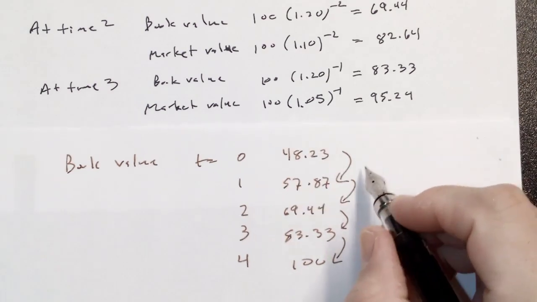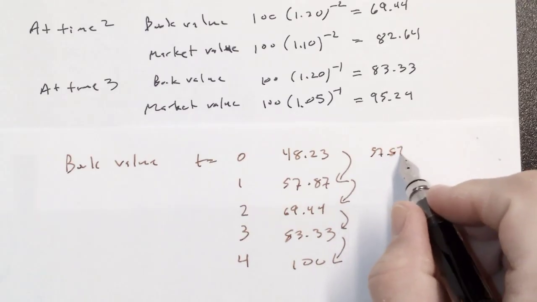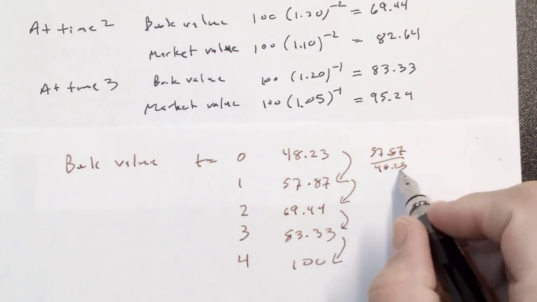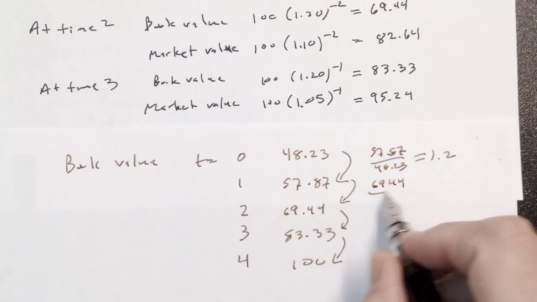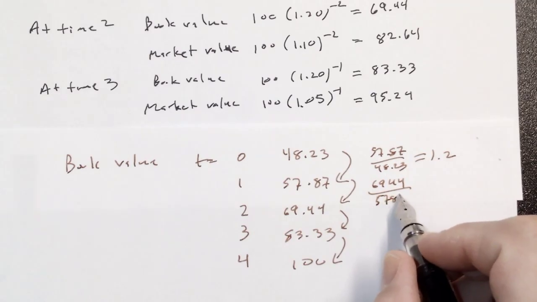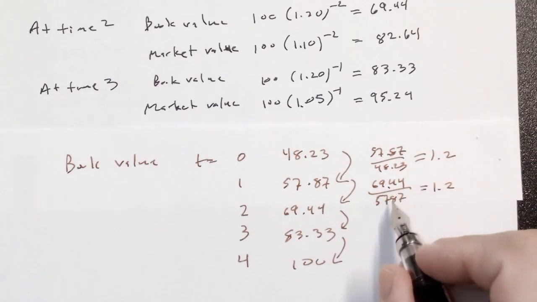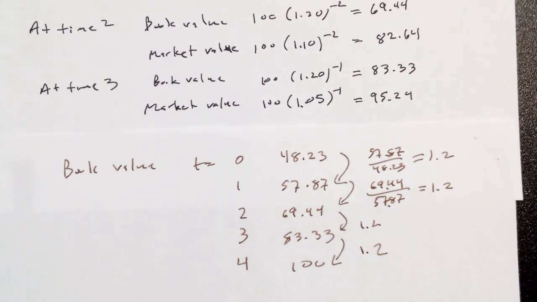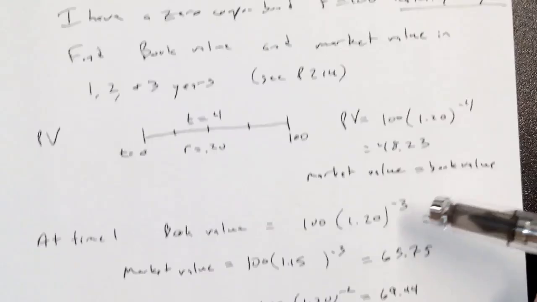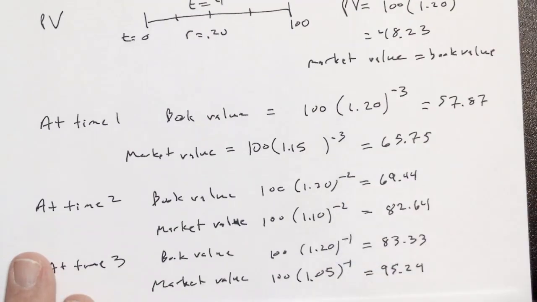If I divide 57.87 by 48.23, I get 1.2. Same thing here. 69.44 over 57.87 is 1.2. All of these are 1.2, which means my book value growth rate is 20%, which makes sense. In every one of the calculations for book value, I used 1.2 every time.